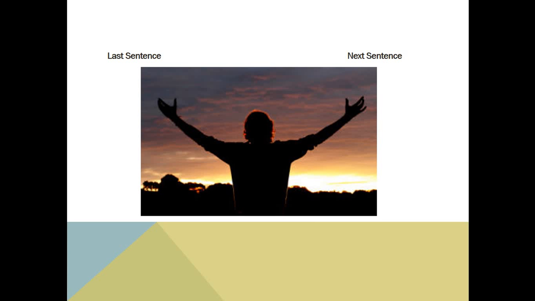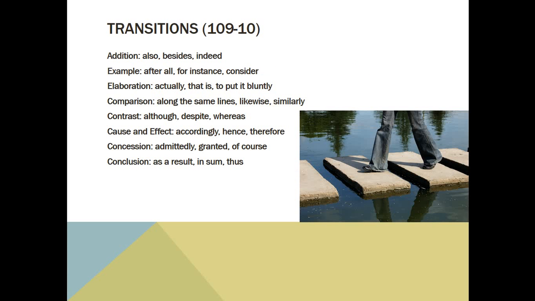The way to do this is to use some of the strategies that They Say I Say suggests. One of them is using transitions. Now, on pages 109 and 110 is an extremely useful list of transitions. I would suggest bookmarking or dog-earing this page. Anytime you're trying to figure out a transition to move from one sentence to another or one paragraph to another, you can just look on this page and find the word that you need based on what you're trying to accomplish. If you're trying to add something, you would use also, besides, indeed, or one of the other words on there.